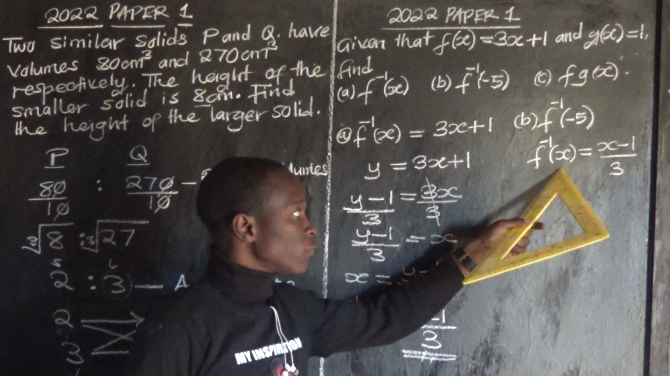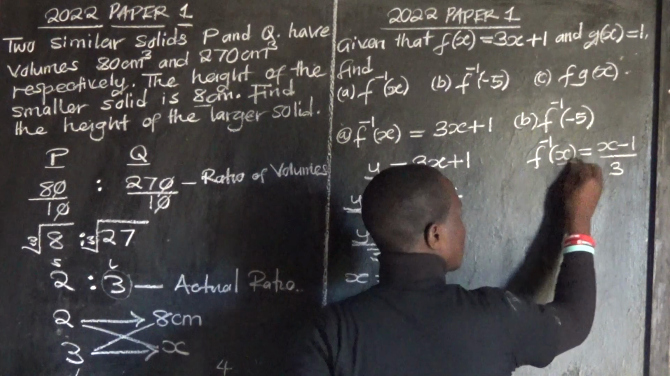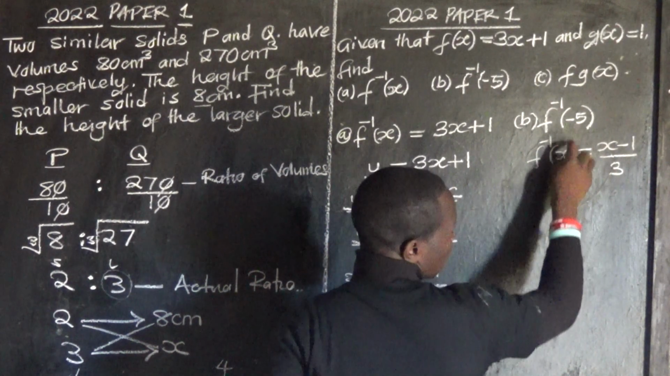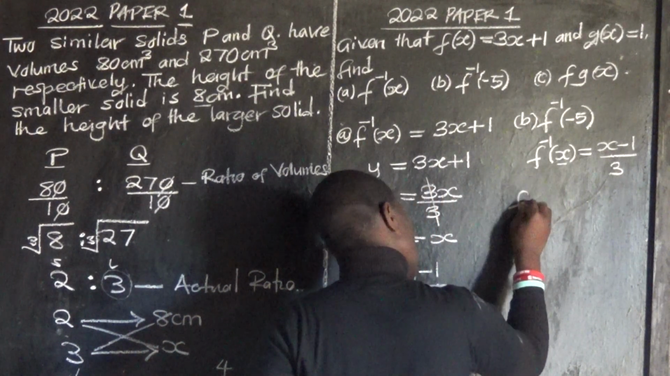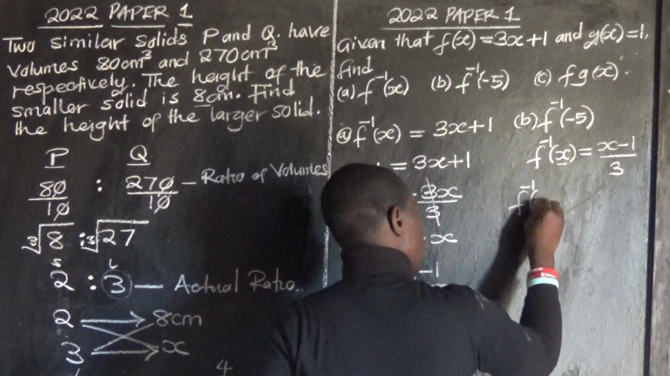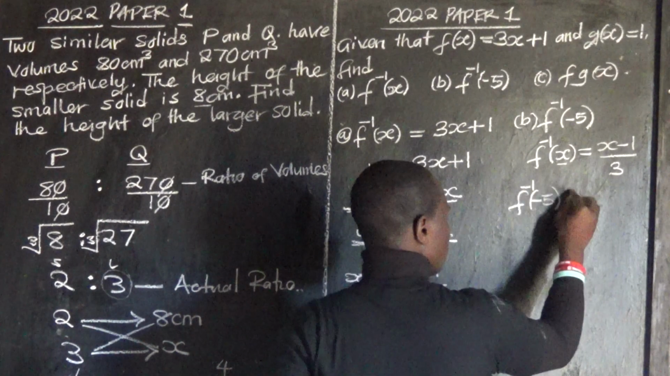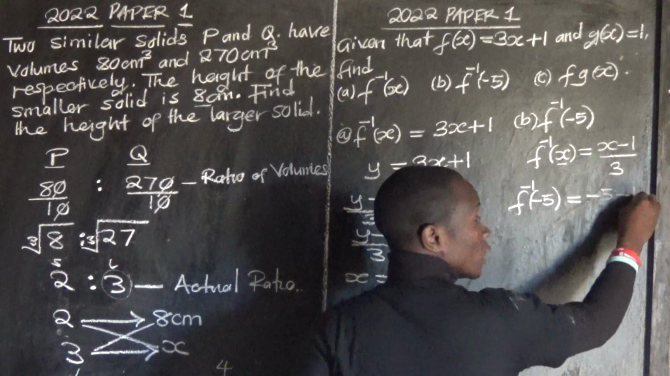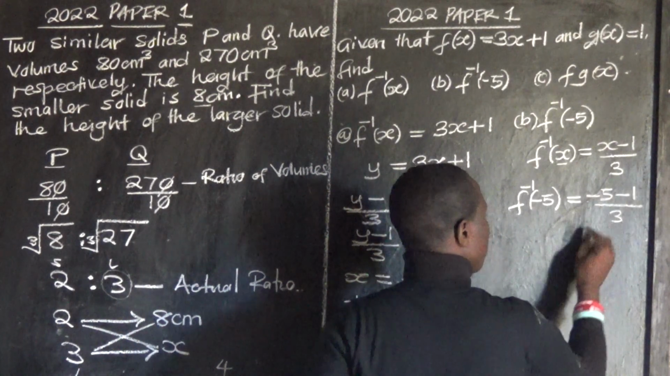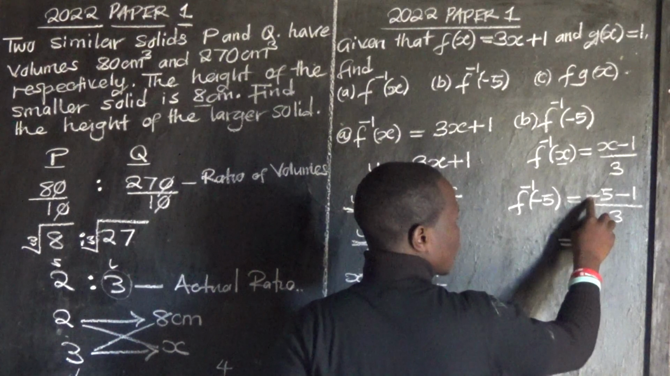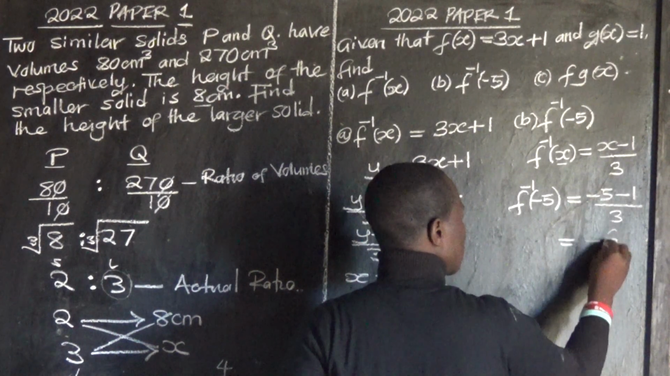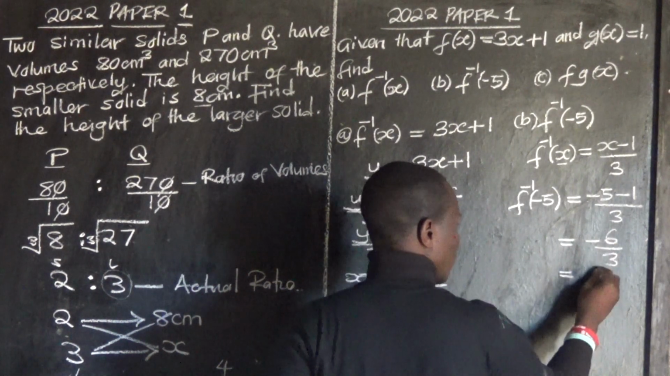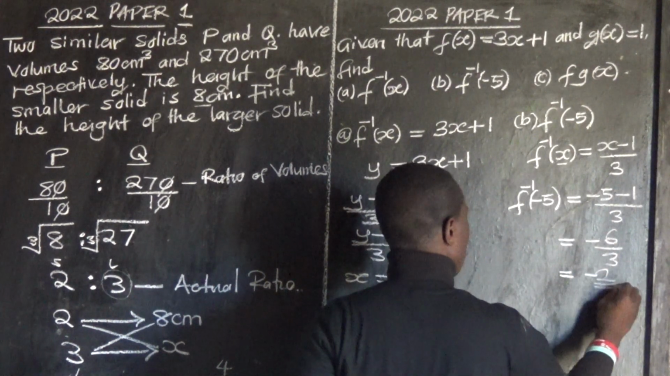We have f inverse of x. So look at it. This x is the x we are using. But the question is saying, where there is x, they've put 5. So the question is f inverse of negative 5. So where there is x, we're going to put negative 5 minus 1, then over 3. So negative 5 minus 1 gives negative 6 over 3. And finally, negative 6 divided by 3 is negative 2 as our answer.